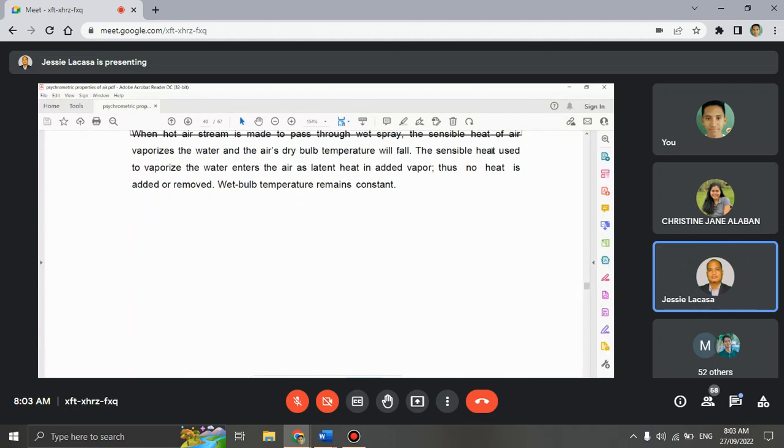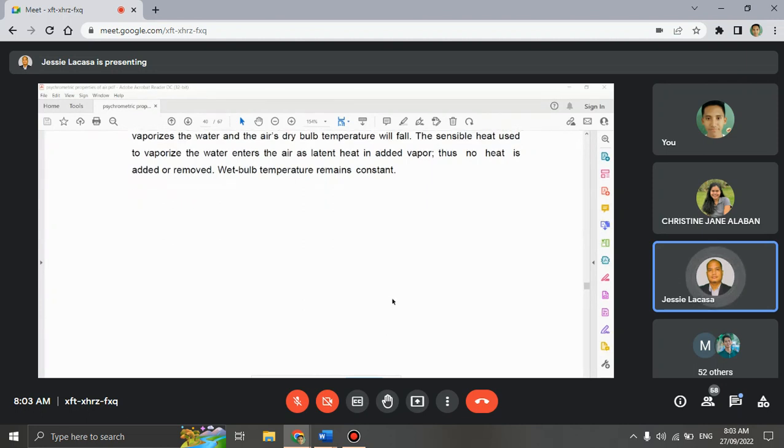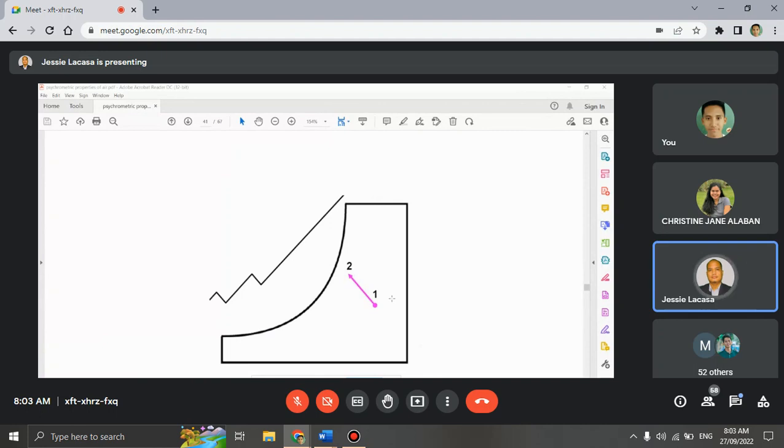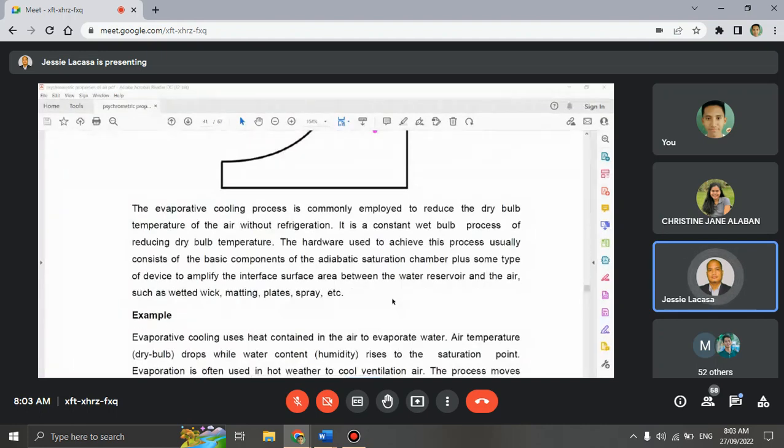The sensible heat used to vaporize the water is equivalent to latent heat, so no heat is added or removed. The drop in temperature is just compensated by the change of phase from liquid into vapor.